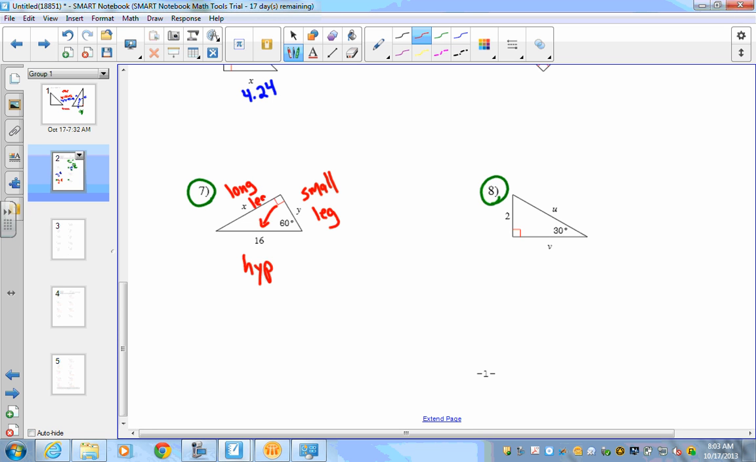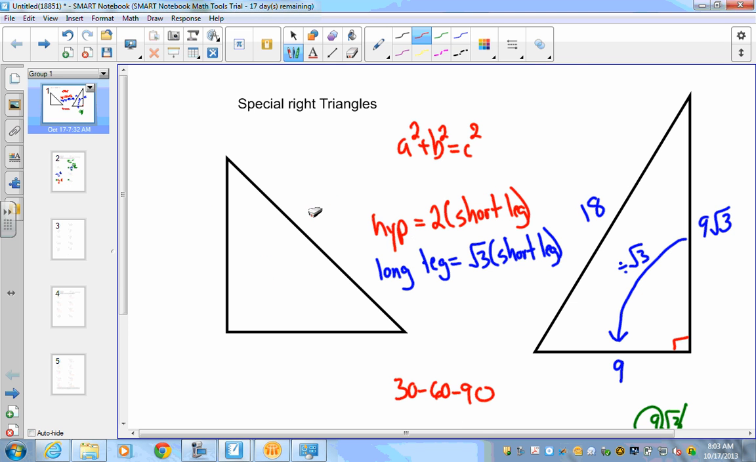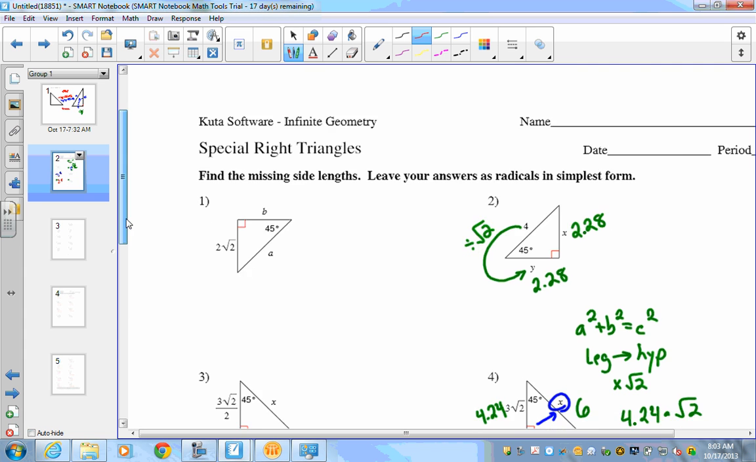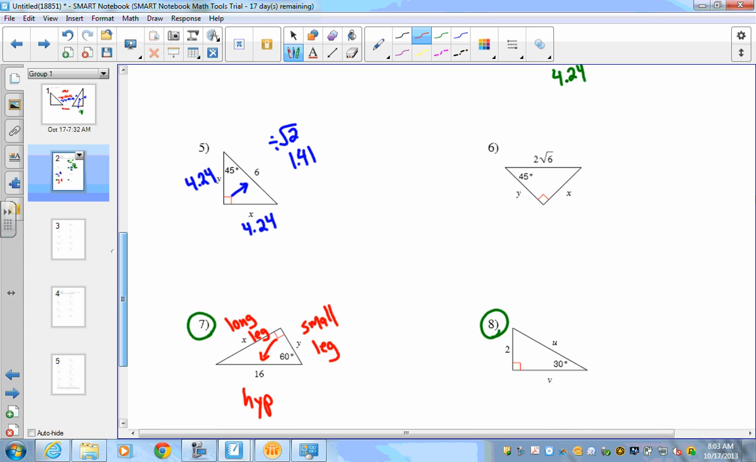Okay. Now remember the relationships. The relationship between the hypotenuse and the small leg is that the hypotenuse is made up of 2 short legs, so that means I'm going to have to divide. So if this is 16, this would be 8, which means then I would multiply by radical 3 to get x, which is my long leg. Now remember, 8 radical 3, when I convert it to a decimal, gives me 13.85.